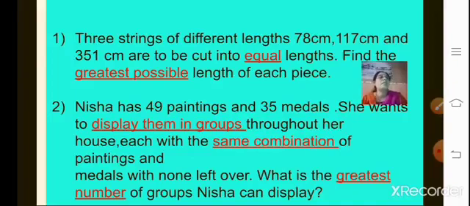Again the next keyword is, find the greatest possible length of each piece. Now HCF is what? That is finding the highest common factor. So the keyword greatest possible also tells us that this type of question is an HCF type of question. That is, you have to find the HCF of three numbers.